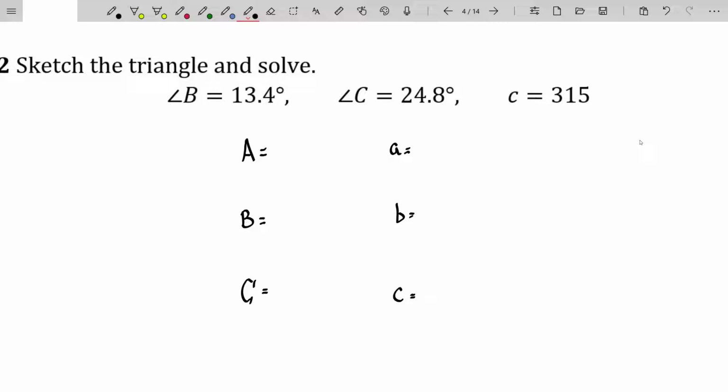And they tell me angle B is 13.4 degrees. They tell me that angle C is 24.8 degrees. And they tell me that side C is 315 in length.